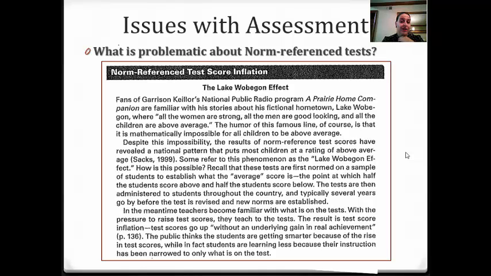All it does is show that those teachers are getting better at figuring out what's on the test, and the students are being taught what's going to be on the test, right? And it's a little bit ironic, given that tests are actually supposed to tell us about what information the student has been learning in class. So the public thinks the students are getting smarter because of the rise of the test scores, but in fact, students are learning less because their instruction has been narrowed to only what is on the test. Okay? So this represents one issue with assessment, affecting all students, but definitely affecting ELL students as well.